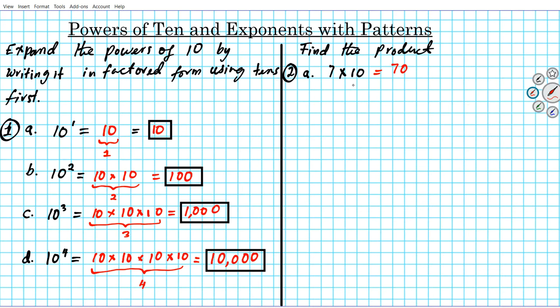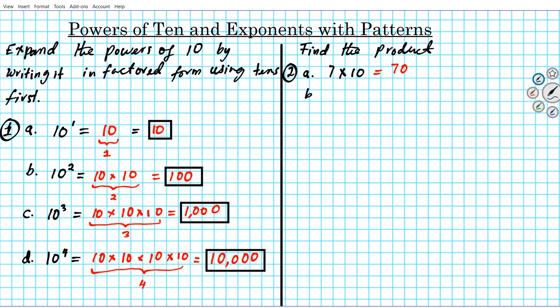All right, so how would you explain the pattern? What is the quickest way to compute 7 times 10 without adding 7 to itself 10 times? You notice you just multiply 7 and 1 and append the 0 next to it, 70. Okay, let's try another example.